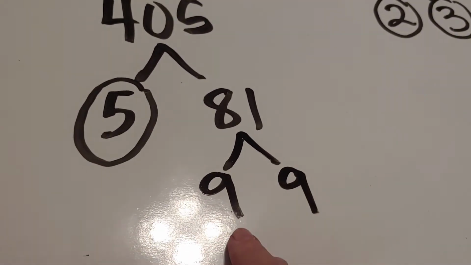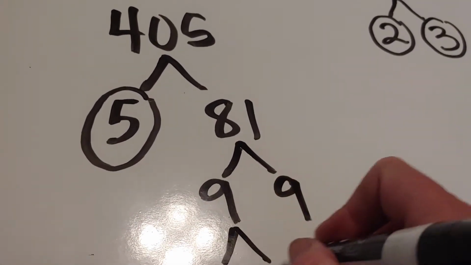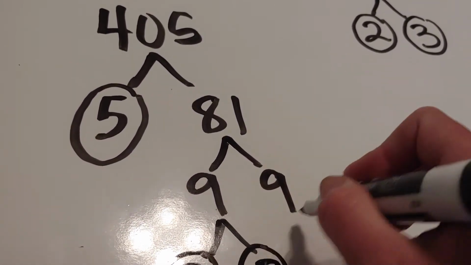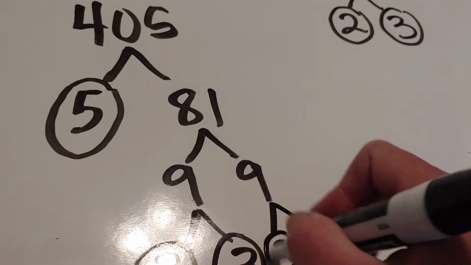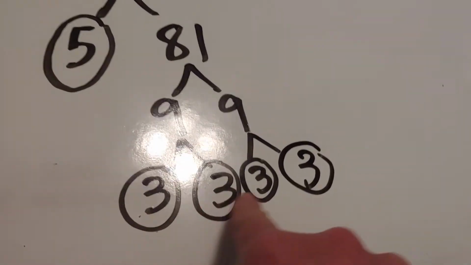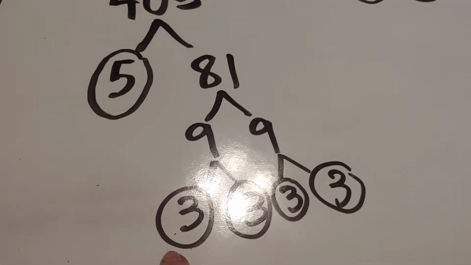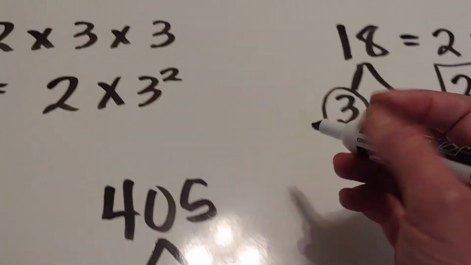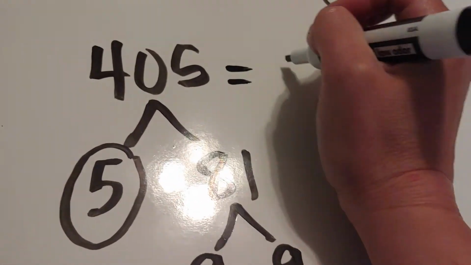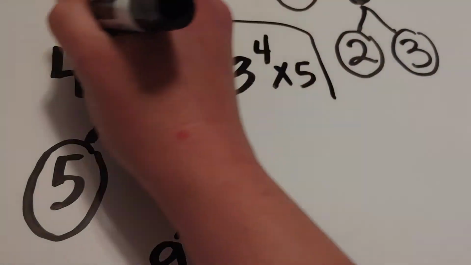Okay. 9 is also not prime. It is 3 times 3. And this 9 is also 3 times 3. So once all of my ends of my branches are circled, that is my unique factorization. So I have 4 3s along with a 5. So 405 is 4 3s along with a 5.